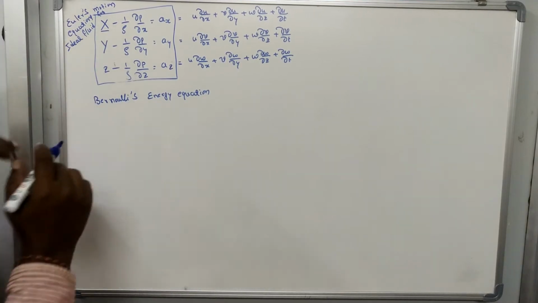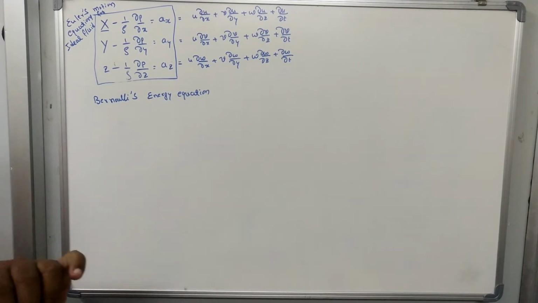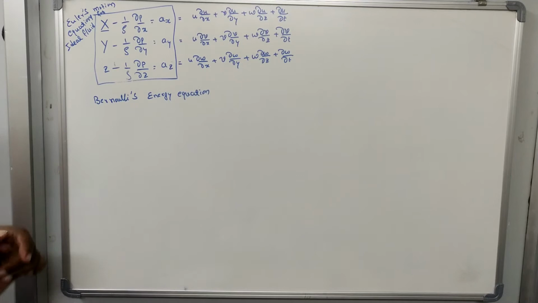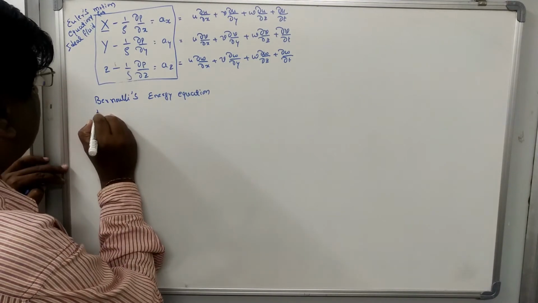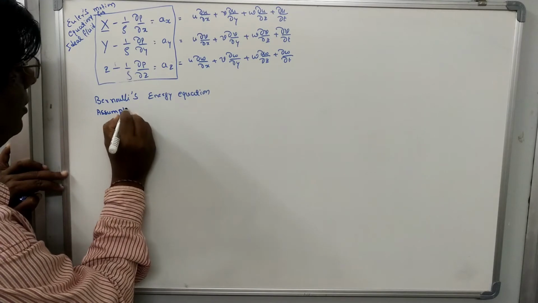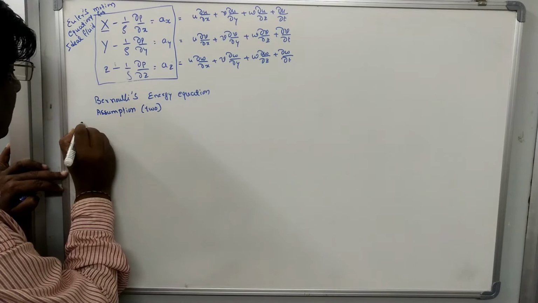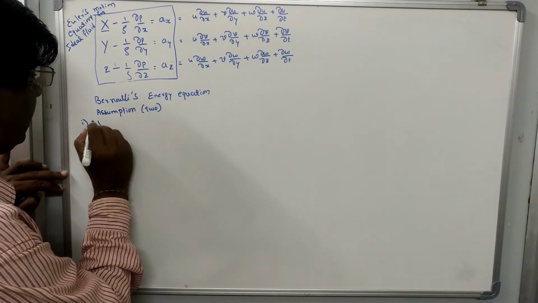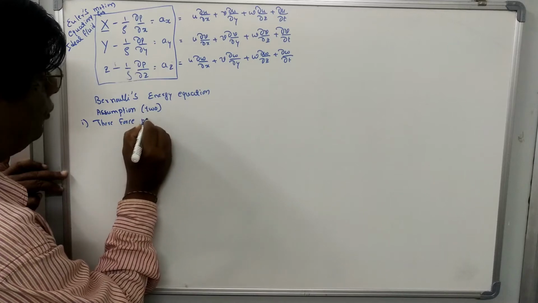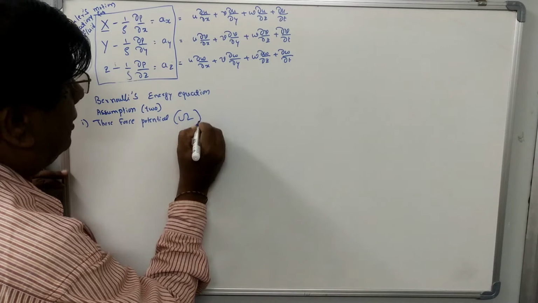While deriving the Bernoulli's energy equation, we have made two major assumptions. One is that a force potential exists. A force potential represented by the symbol exists.